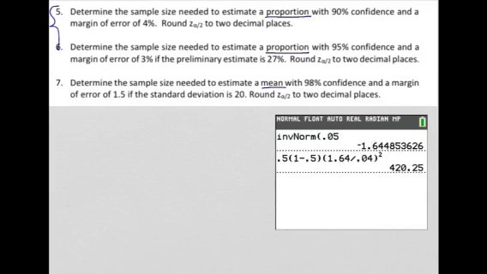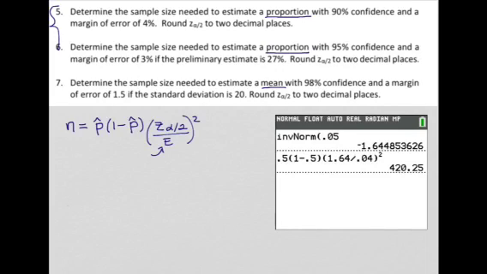So the formula for 5 and 6 is that the sample size n is equal to our preliminary estimate of the proportion, which is p, times 1 minus p, or p hat, and then this is multiplied by z sub alpha over 2 divided by the margin of error. And in these proportion problems, the margin of error will be a percentage. So you'll be given something like a margin of error of 4%, and then you'll need to change that to a decimal, 0.04.